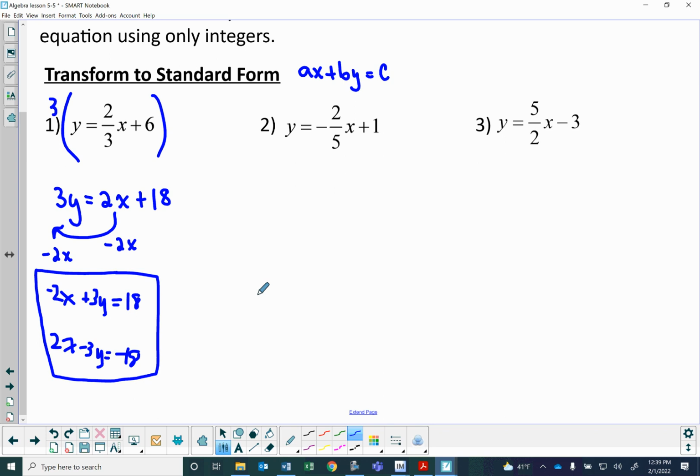All right, the second equation here. If you look at this equation, again, I'm going to need to clear my fractions. If you want to, you can clear the negative sign at the same time, but I'm not going to. I'm going to multiply everything by 5 here. So I'm going to end up with 5y. If I distribute that 5 through there, negative 2/5 times positive 5 is going to end up to be negative 2x. And then 5 times 1 is 5.